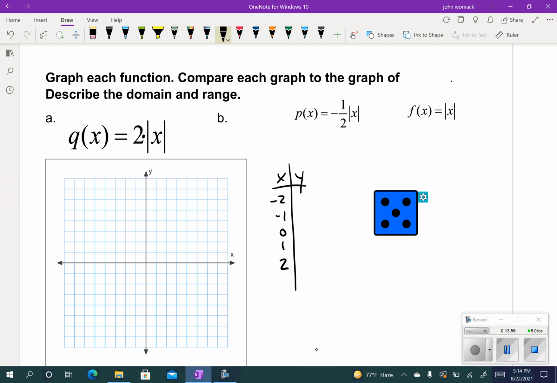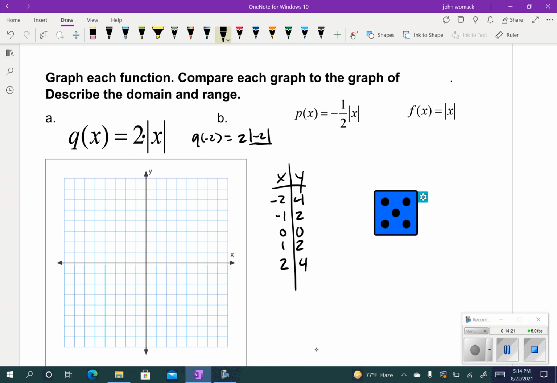So if I plug in -2, we end up with this, right? I go 2 times the absolute value of -2. Well, the absolute value of -2 is 2, and 2 times 2 is 4. If I plug in -1, the absolute value of -1 is 1, and 1 times 2 is 2. If I plug in 0, the absolute value of 0 is 0, and 0 times 2 is 0. If I plug in 1, I get 2, and I plug in 2, and I get 4.